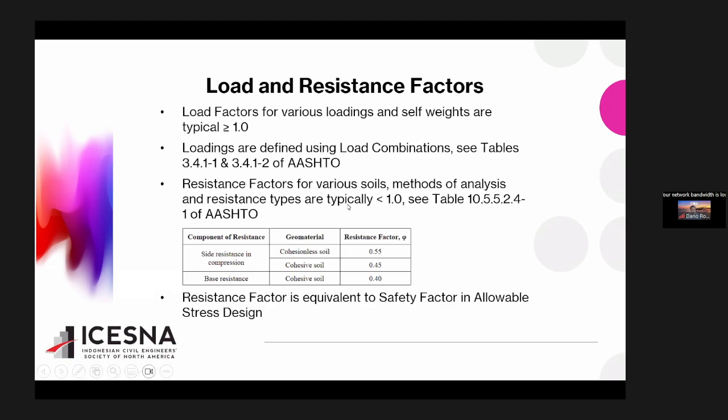Actually, if you think about it, resistance factor is almost the same. It's equivalent to the safety factor in allowable stress design. If your resistance factor is 0.55, what does that mean? What is your factor of safety? It'd be 1 over 0.55, which is approximately 2. So if your resistance factor is 0.4, that's almost the same as having a factor of safety of 1 over 0.4, which is 2.5. So it's basically the same logic. It's just put in a different way.